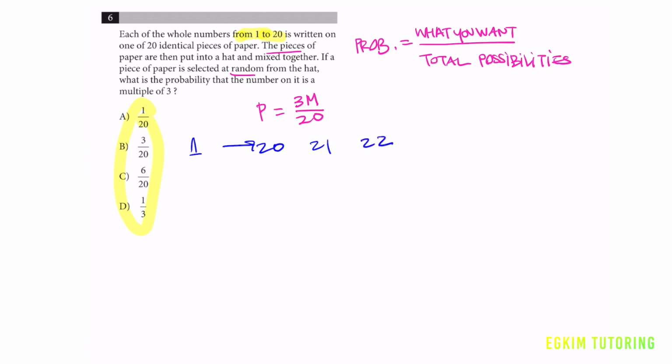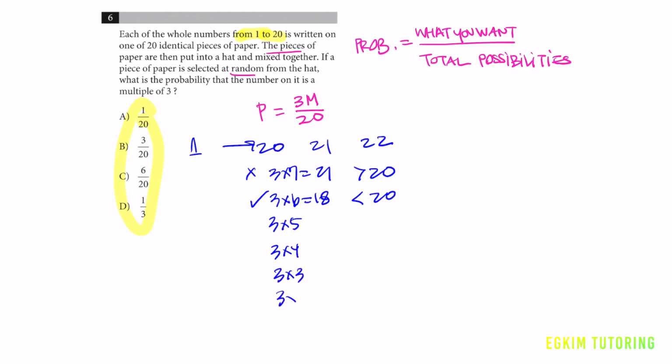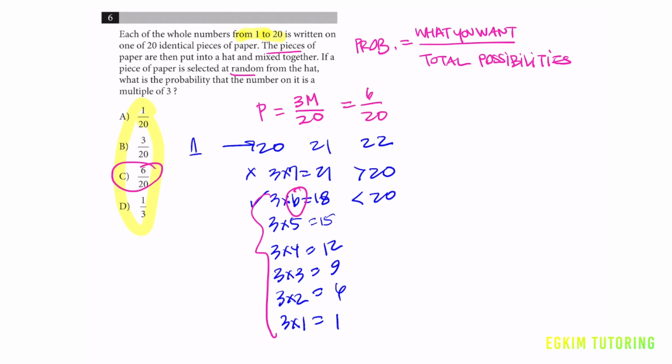So the definition of multiples of 3 means just 3 times a number. And recall that 3 times 7 is equal to 21, which is greater than 20. So this doesn't work. But then you can assume that every multiple below that is okay. So for example, 3 times 6 is equal to 18, and that's definitely less than 20. So that works, and then every multiple below that should be okay. And I'm just going to write this all down so you guys can see. So again, the biggest multiple that we had is 3 times 6, which means that you have 6 options here. So then the probability is just going to equal 6 over 20, which is answer C.